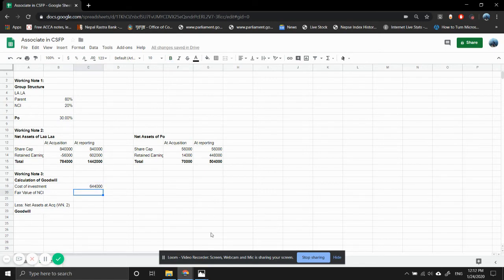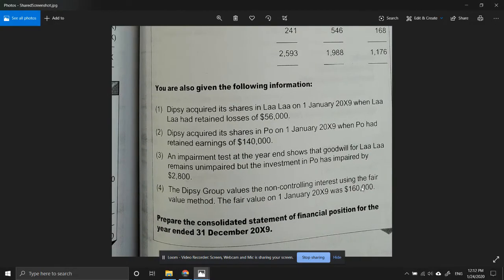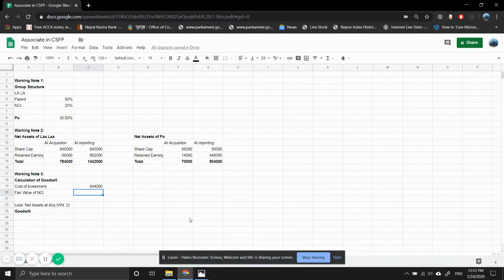644 is our investment. NCI is given over here, 160,000. Let's add this up. Some of this, and then after that our net assets is this figure that we have calculated. It is at acquisition. So what we need to do is subtract this minus this. All right, so that should give us our goodwill. Okay, so this is our total goodwill.